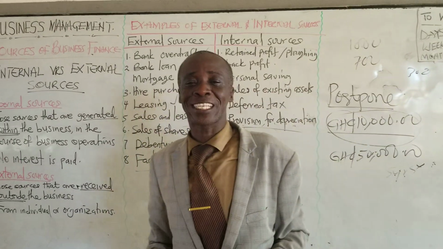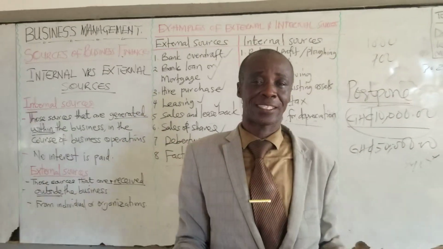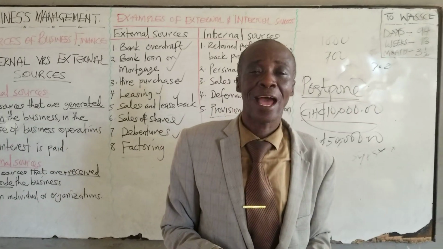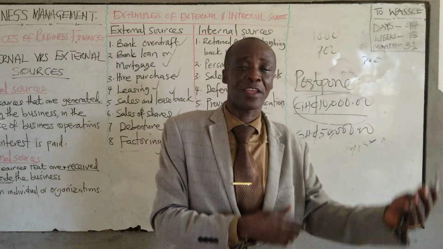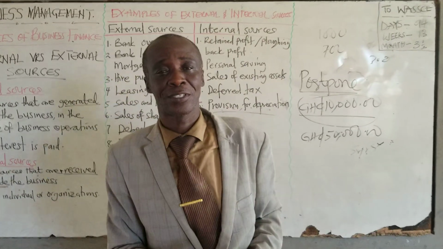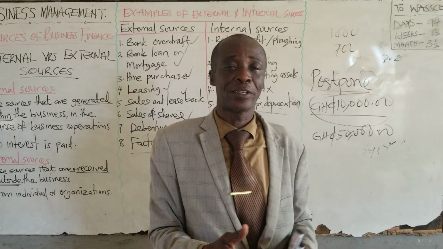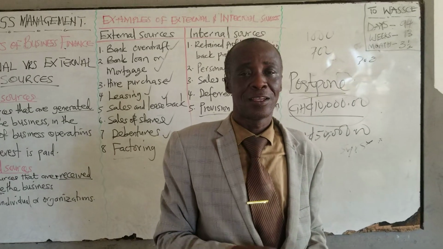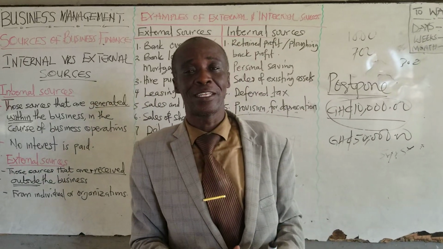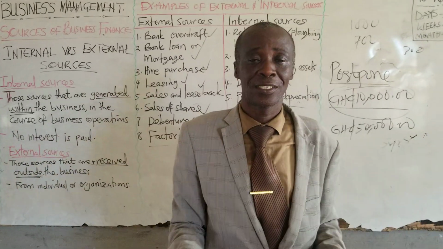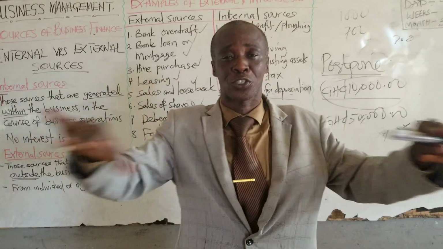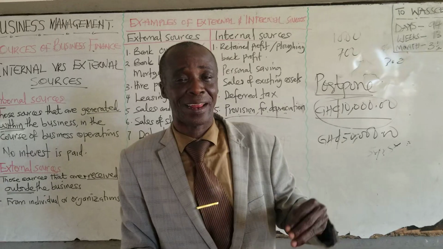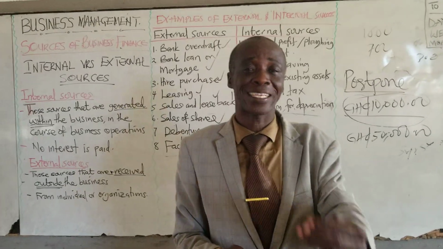Factoring. What is factoring as a source of financing your business? Now, in accounting, when you start preparing a profit and loss account or accounts for the sole proprietor, you also prepare the balance sheet. When you go to your balance sheet, it is divided into portions. A portion of the balance sheet they call current assets.